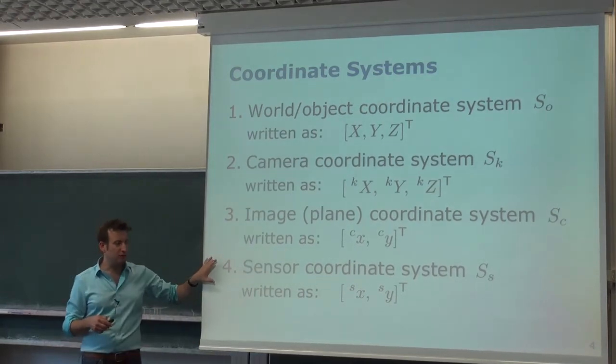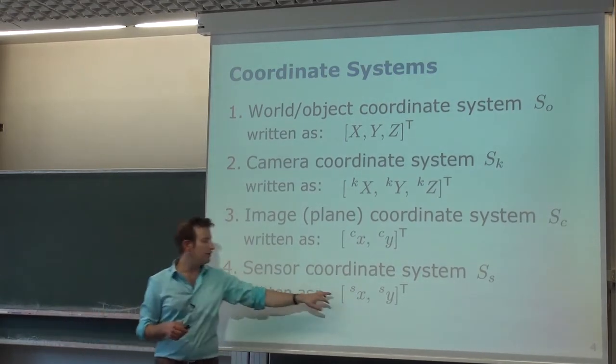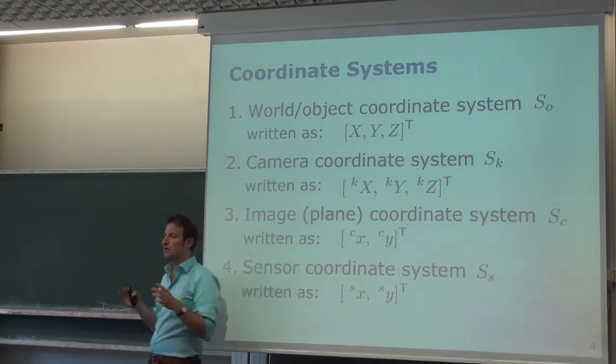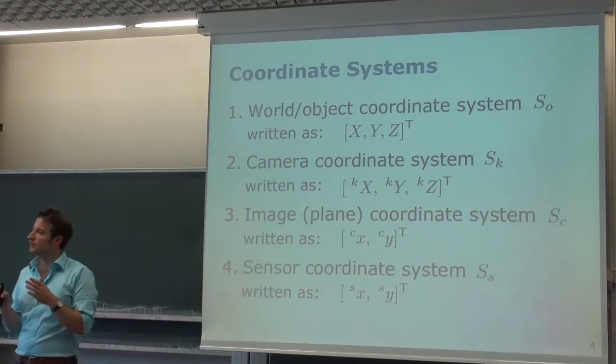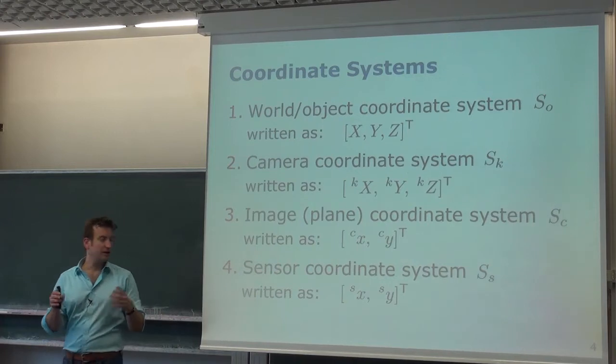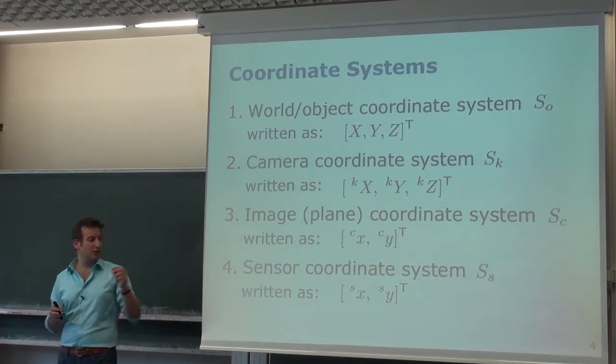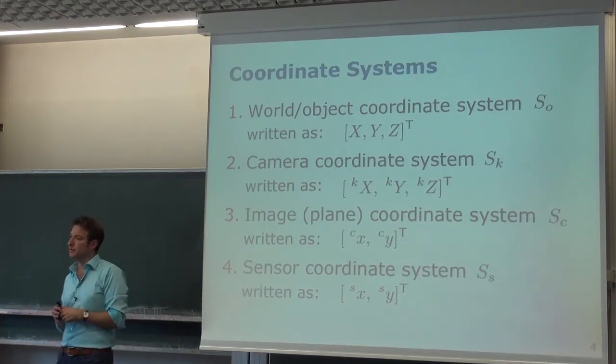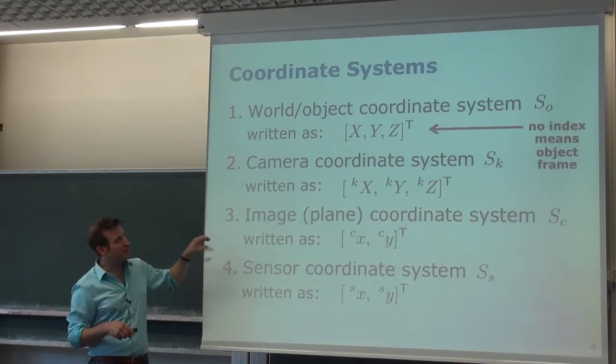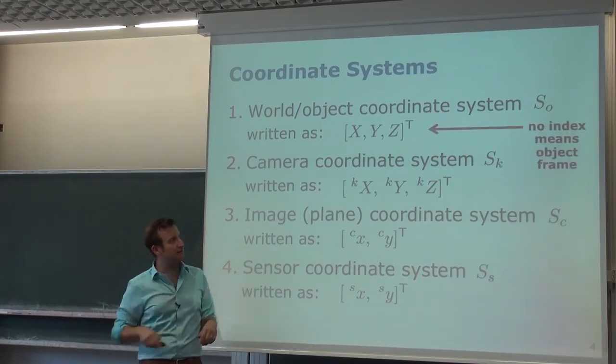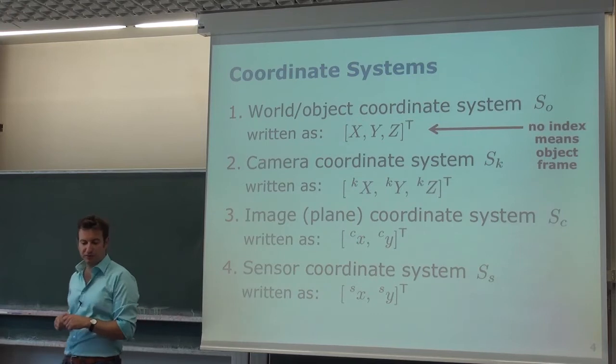And then we have the sensor coordinate system. We are again in 2D on the sensor, but the sensor is typically not perfectly in line with the image plane, or at least there's definitely an offset between them. So we have to map between those points. Again, if there's no index given, this means we are in the object coordinate system.